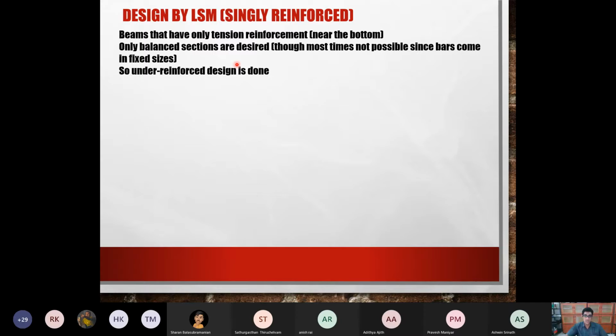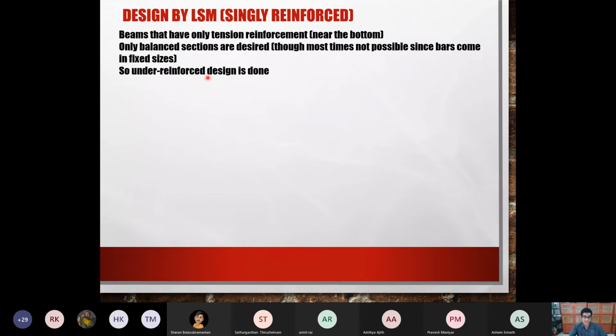So in actual practice, it is only possible to do one of these most of the time. It's not possible to make it exactly balanced. So you have to choose whether to make it over reinforced or under reinforced. The recommended way is to make the beam under reinforced. Why is this preferred, under reinforced rather than over reinforced?